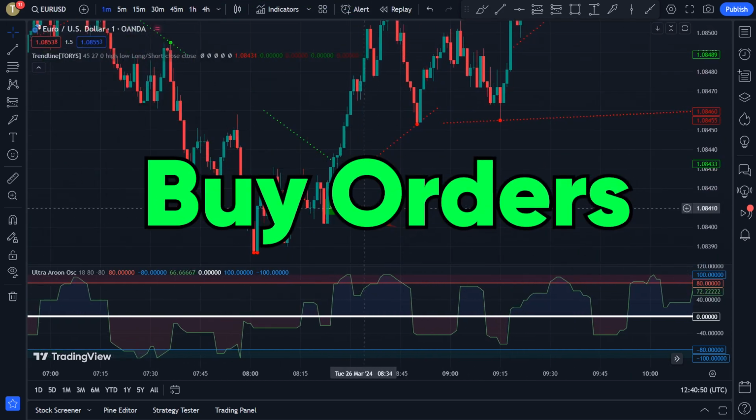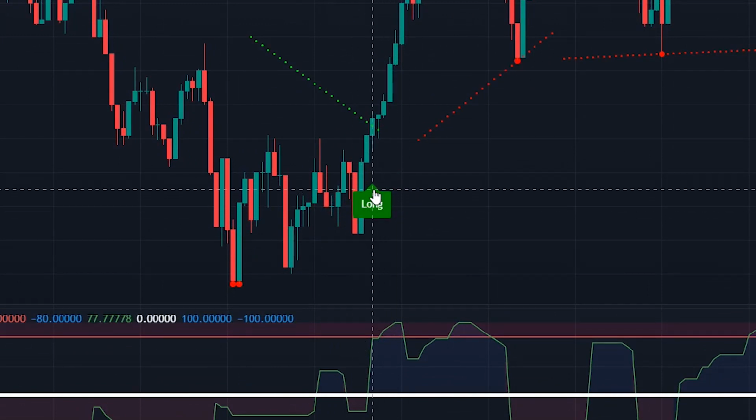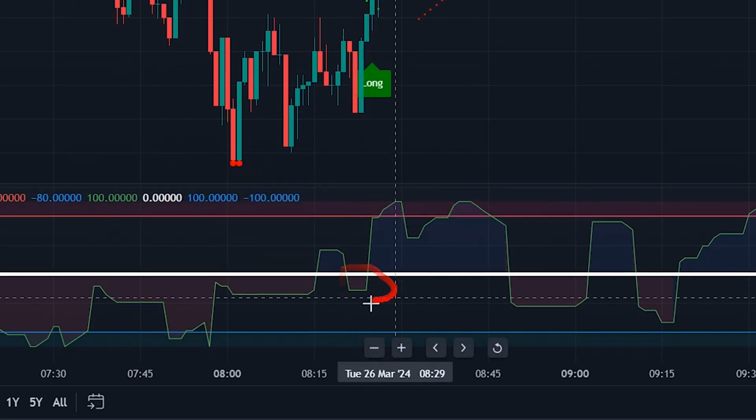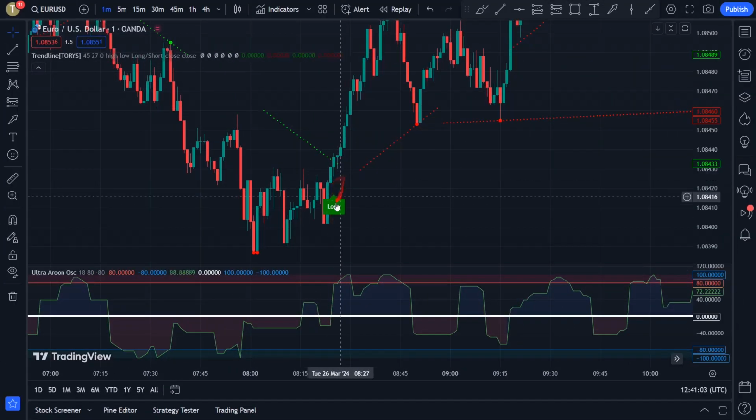For buy orders, first find a buy signal. After that, we should go to the Ultra Arun indicator and make sure that we are in the buy area and the midline is crossed upwards. At this point, you can place a buy order.